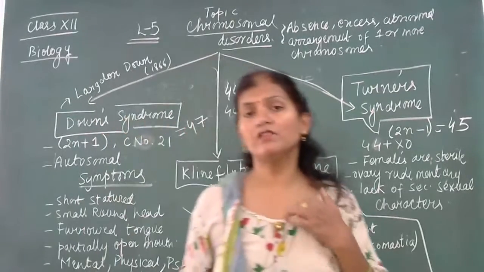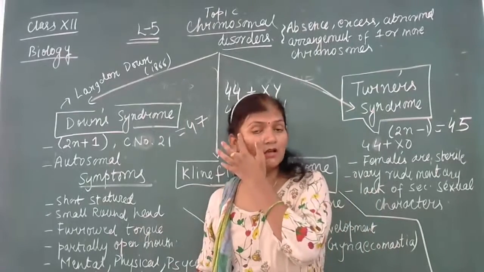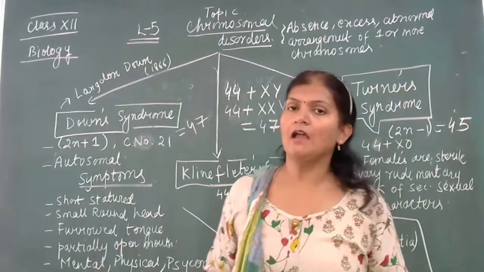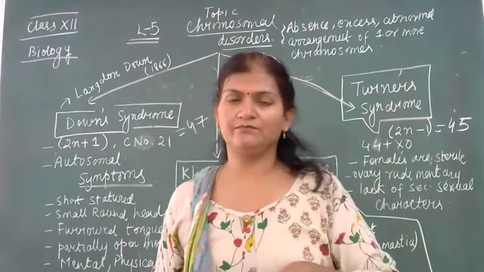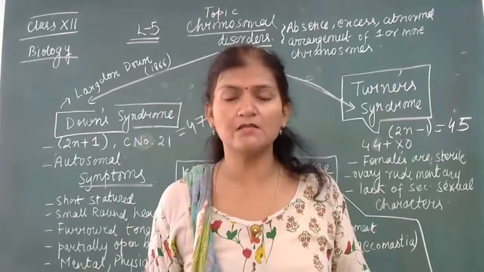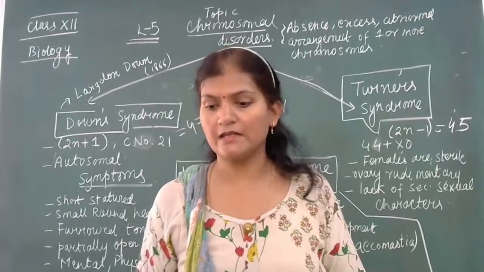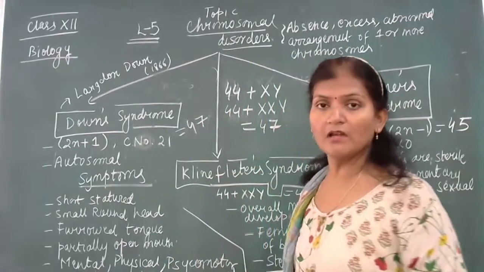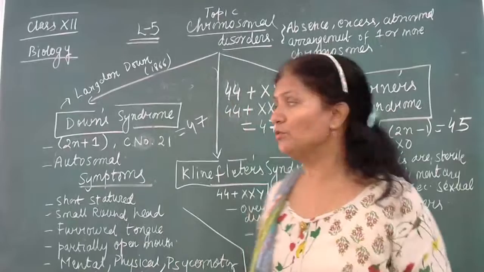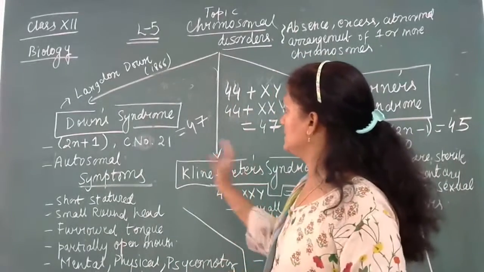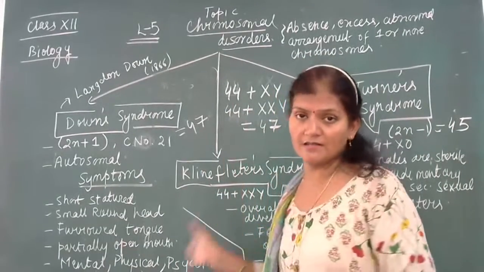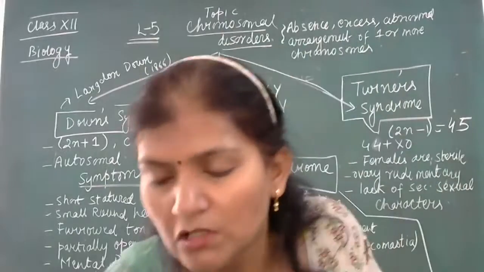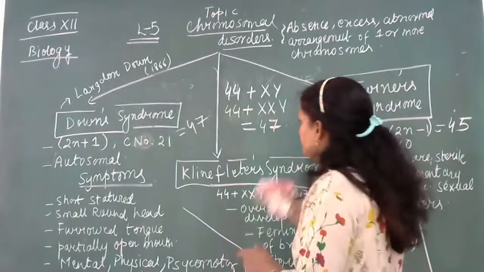And students, whatever we are left with, polygenic inheritance and sex determination in honeybees, we'll study in the next class. Before ending the lecture, if you are not asking any doubt, let me show you how there is a non-disjunction or addition or deletion of the chromosome by a simple diagram.